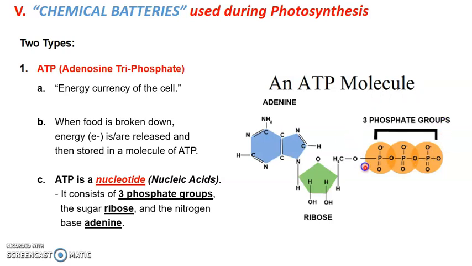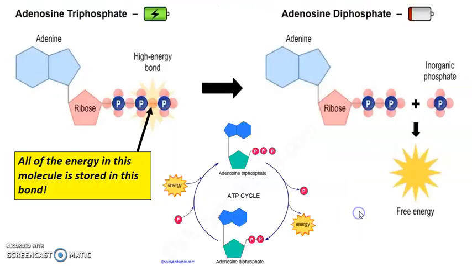Now, where is all the energy really stored in this molecule? Why is this the energy currency of the cell? When we look at the overall structure here with 3 phosphate groups, this outermost phosphate would be the 3rd phosphate group. We want to think of this as a fully charged battery. All the energy in this molecule truly is in this bond right here, and that's the bond between the 3rd and 2nd phosphate groups. Or you could say the bond between the 2nd and 3rd phosphate group. Either way is fine.